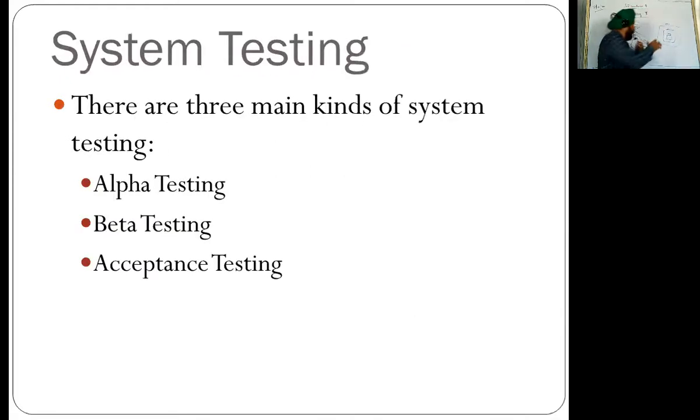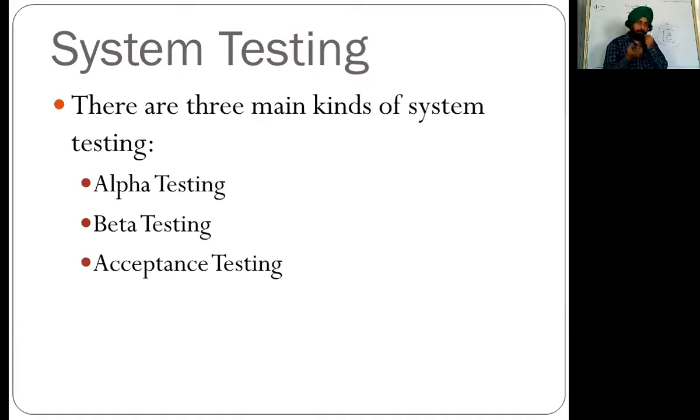System testing is done after the integration testing, on the whole system. First unit testing is there, then integration testing. After it is successful in the integration testing, then we check the overall system. That type of overall testing is known as system testing. It is further of three types: one is alpha testing, second is beta testing, and third is acceptance testing.